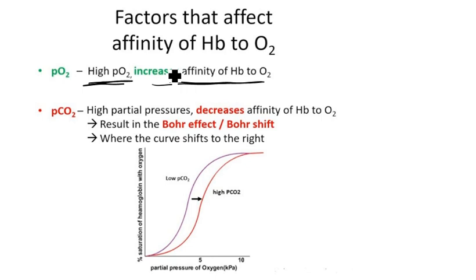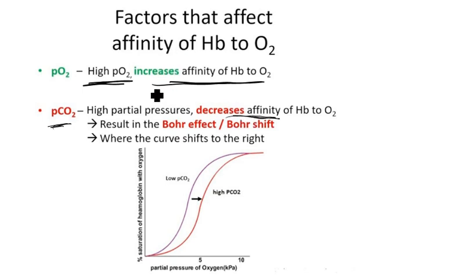When the first one binds, it might look a bit difficult, but the second, third, and fourth will be easier because the affinity has increased. And I've told you what affinity stands for. Then there's also something that happens when the pressure of CO2, carbon dioxide, is high. This happens within the respiring tissue. So when the pressure of carbon dioxide is high, it will decrease the affinity of hemoglobin to oxygen.